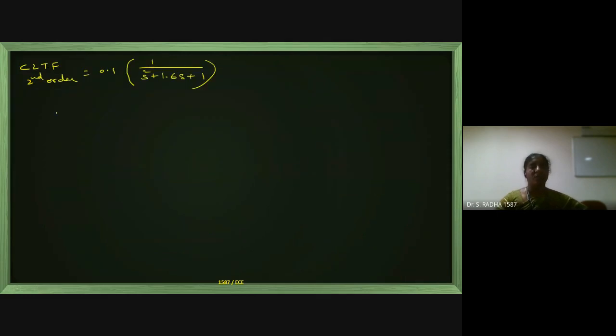So you have to compare this. This constant, let it be k, and this is the general format omega n square by s square plus 2 eta omega n s plus omega n square. This is the general format of closed loop transfer function.